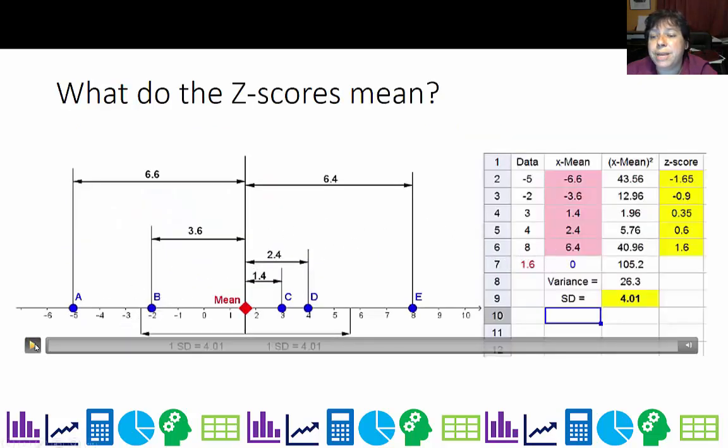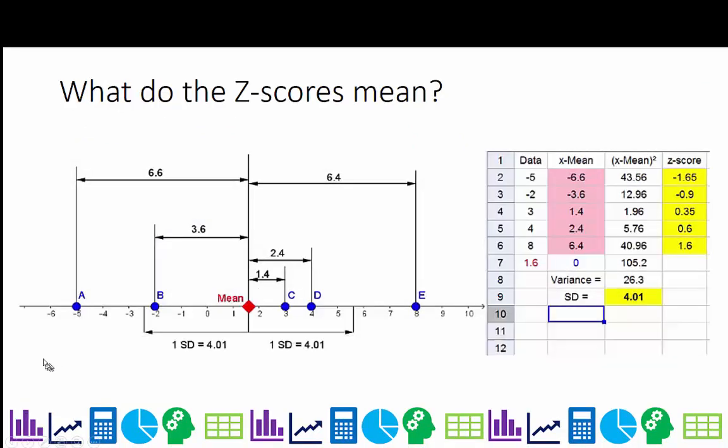So what do Z-scores mean? Let's revisit this cool app where we can see the actual data live and how the numbers change. So here we are with my points, and before we looked at the difference between the point and the mean. So if the point was lower than the mean, the difference was negative. If the point was higher than the mean, the difference was positive.